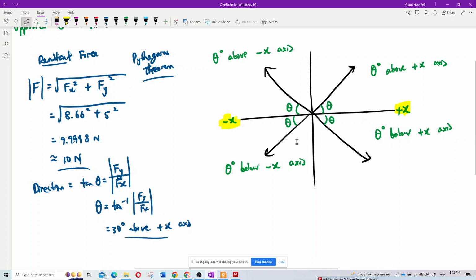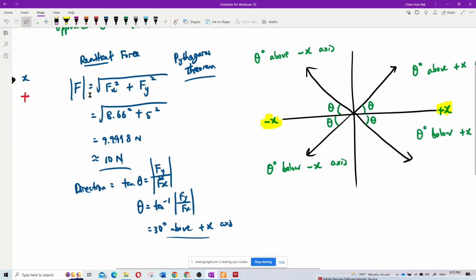So only these 4 directions. Okay, so when we want to talk about direction of the resultant force, okay, class.